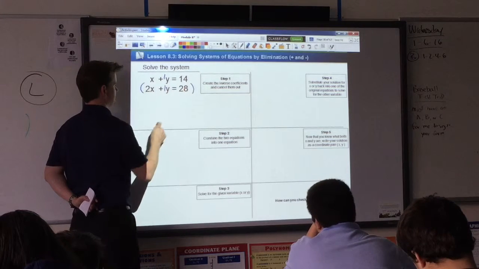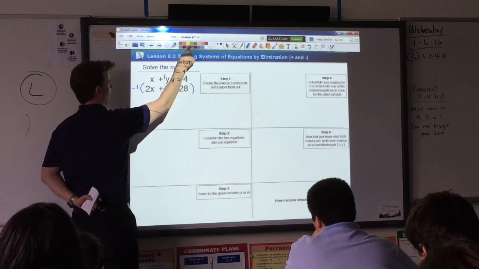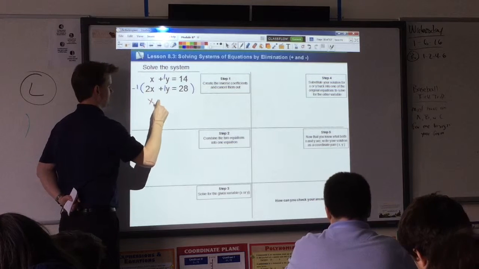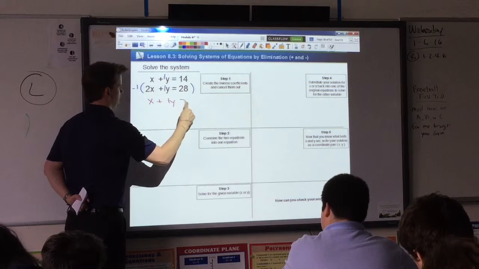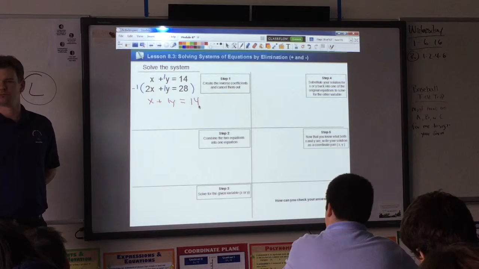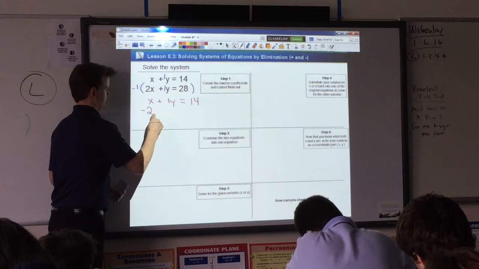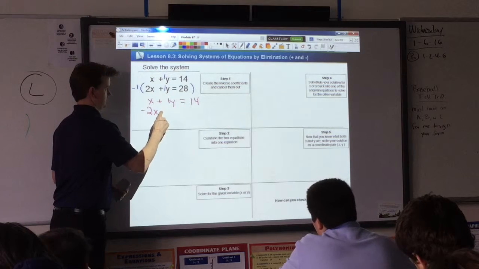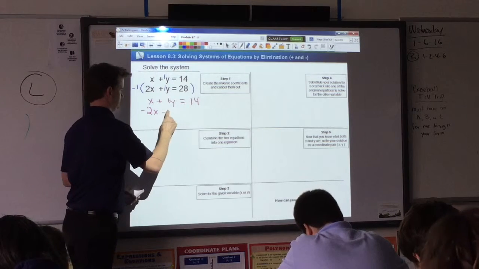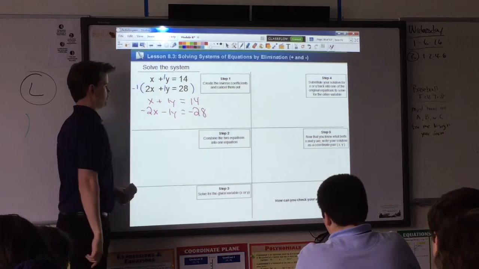So we're going to wrap this in parentheses, and we're going to multiply this by negative 1. Are we doing anything to the top equation, yes or no? No. So we're just going to rewrite that as x plus 1y equals 14. Let's write out the bottom equation now. Rachel, what does it become? Negative 2x. Plus negative 1y. We don't do plus negative 1y. It just becomes negative 1y equals negative 28. Okay, so we created it.